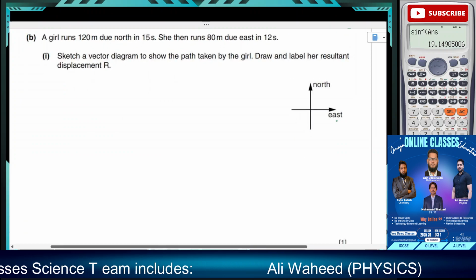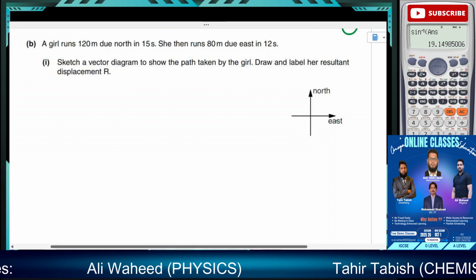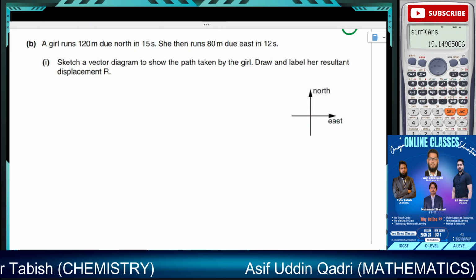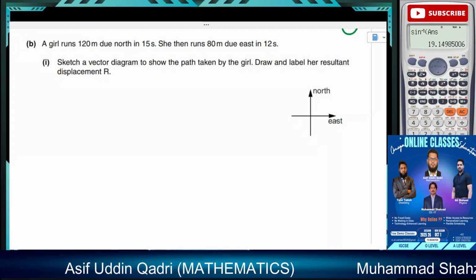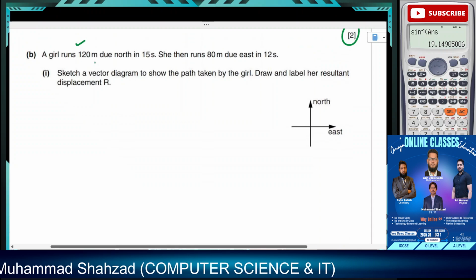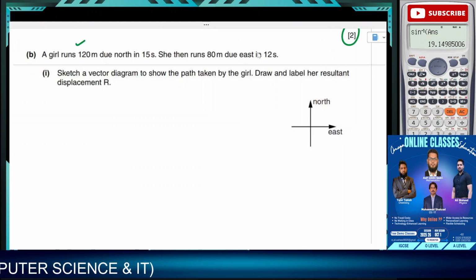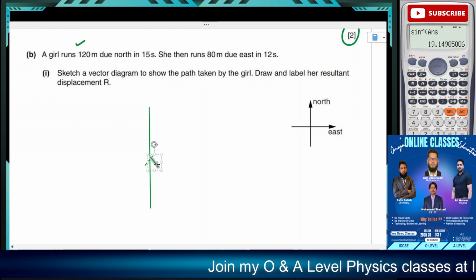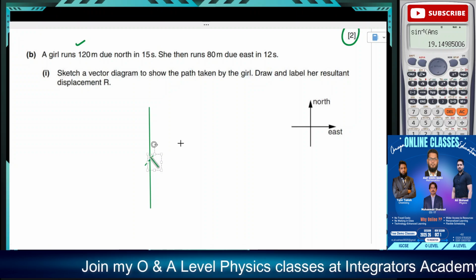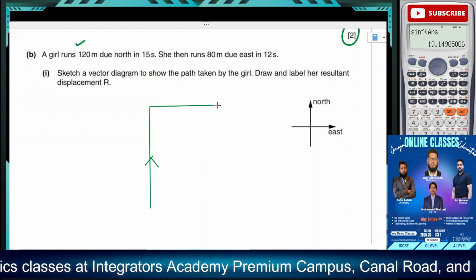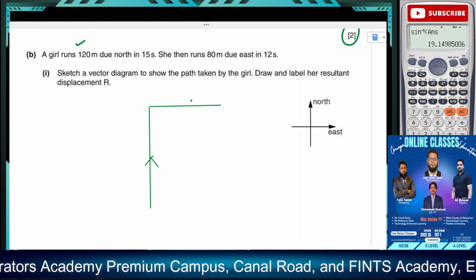Sketch a vector diagram to show the path taken by the girl. Draw and label her resultant displacement r. So you have to sketch the vector diagram. You don't have to scale it, and since the question is also for 1 mark only, so the first vector is 120 meter towards north. So this could be the first one, 120 meter towards north, and the second one is 80 meters towards east. So this could be the second one, 80 meter towards east.